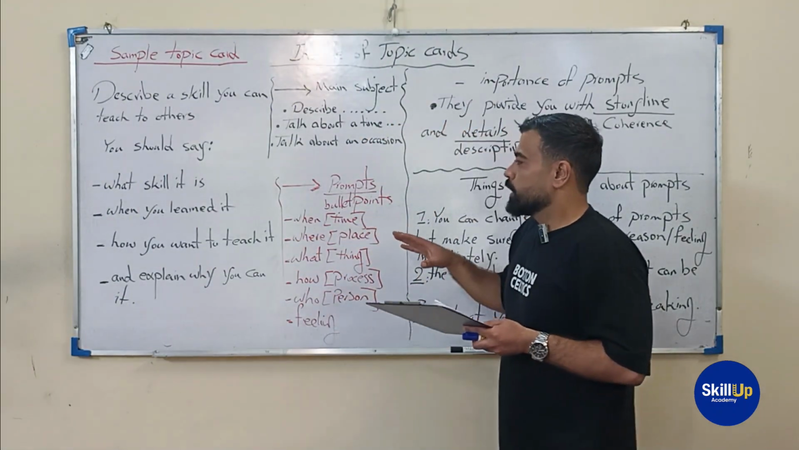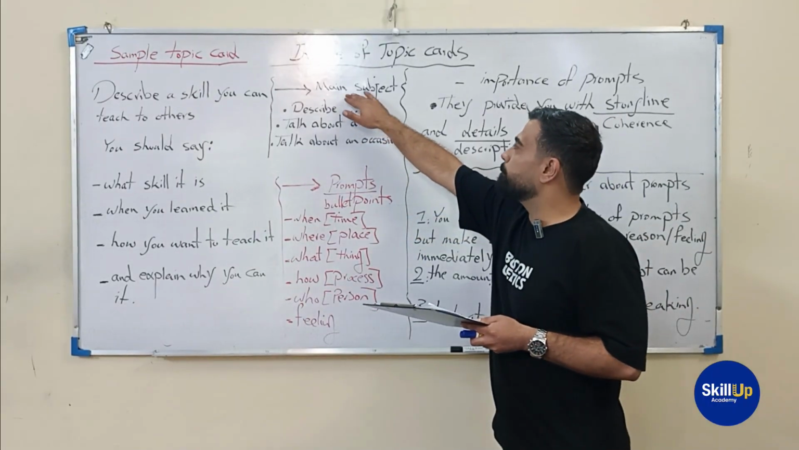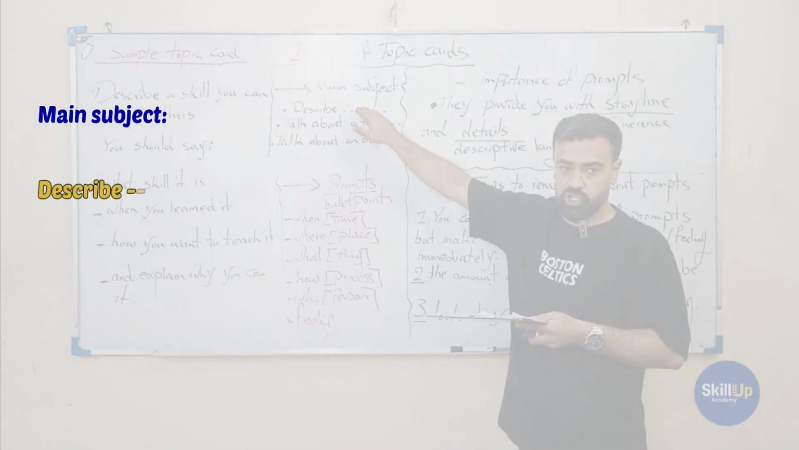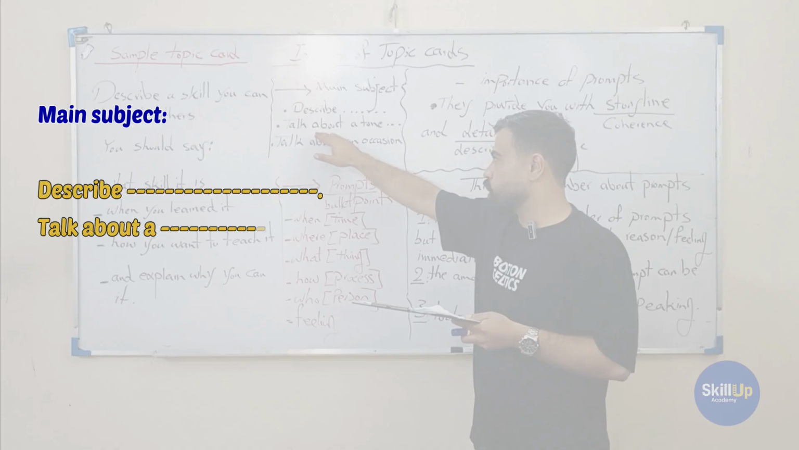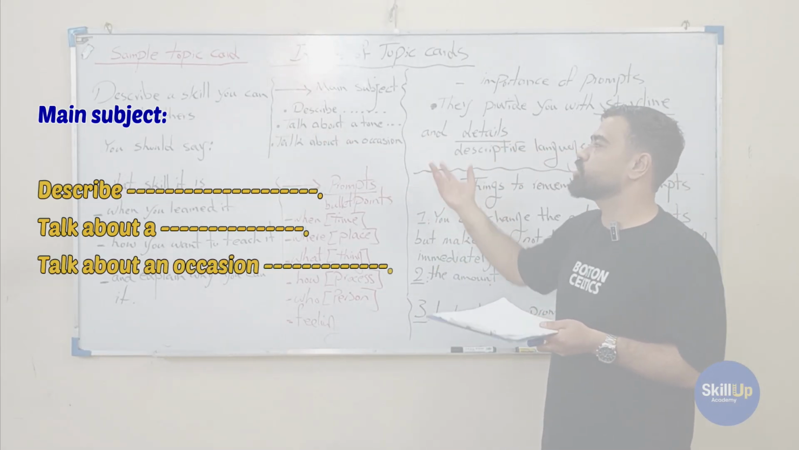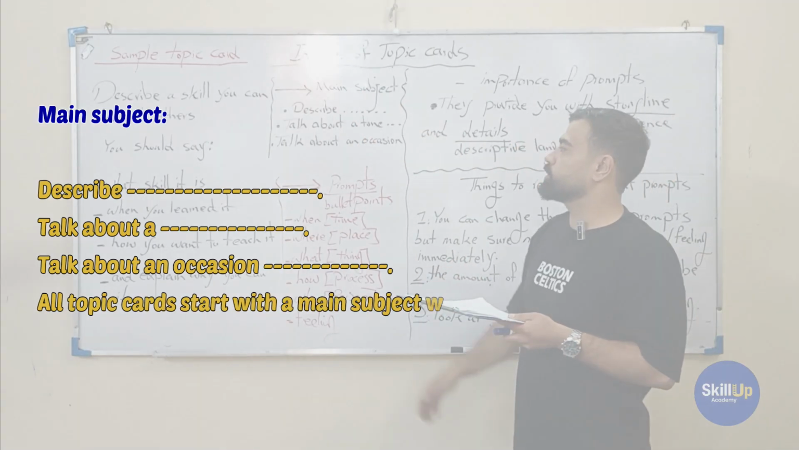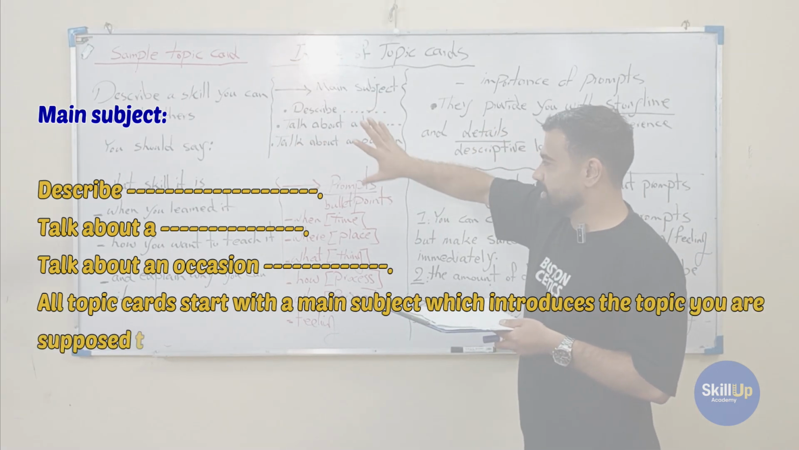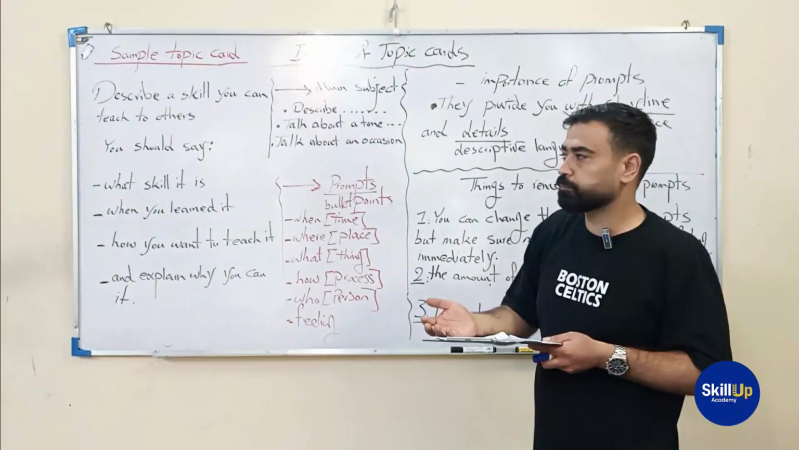As you can see, all the topic cards in IELTS Speaking Part 2 start with the main subject. This main subject is sometimes "describe", which gives you the topic. Sometimes this main subject starts with "talk about a time", and on some occasions it can be "talk about an occasion". It doesn't matter, but they usually start with these three starters. And in fact, they give you the main topic, the main subject. This is the sentence that tells you what you are supposed to talk about.